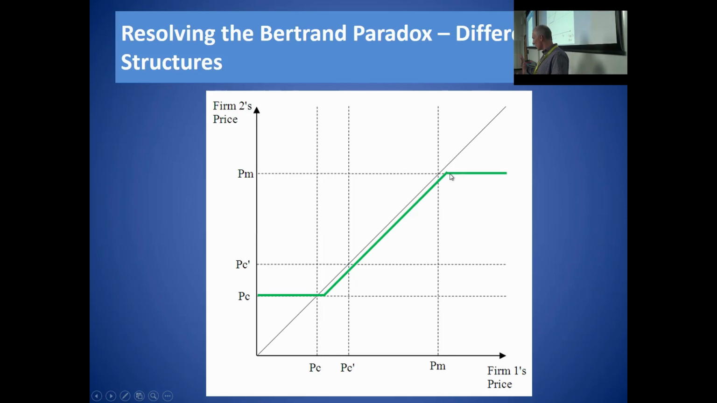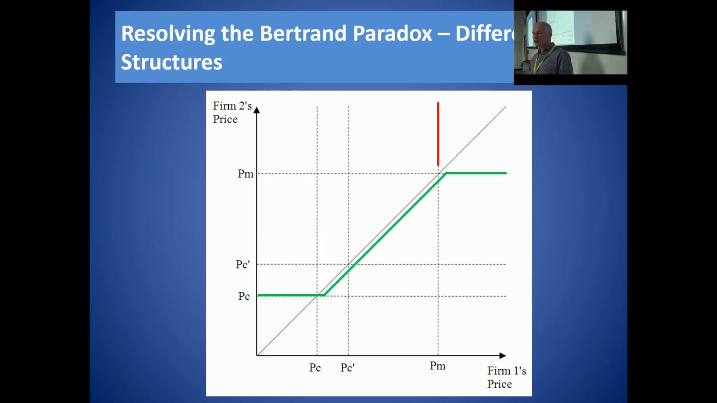So that's the same line as before. Now for firm 1 though, the first part doesn't change. For firm 1, if its rival charges a price greater than PM, what does firm 1 want to do? Charge a price exactly equal to PM. So there you go, that's the first part of the best response line.